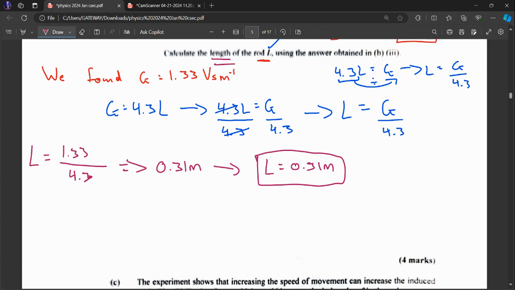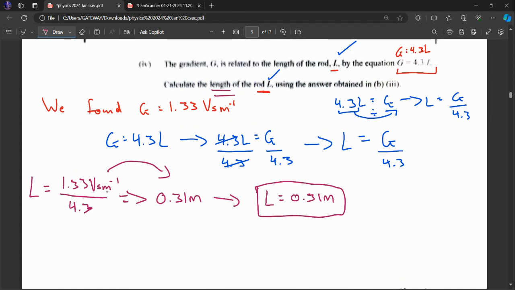Now, we know length to be measured in terms of meters, right? However, if you had used the units they had given you here, you would have V s m to the minus 1. I don't know how you would have gotten meters there. So in a case like this, I wouldn't have used the unit for the gradient when I did the substitution. I would have just put my final answer as 0.31 meters.